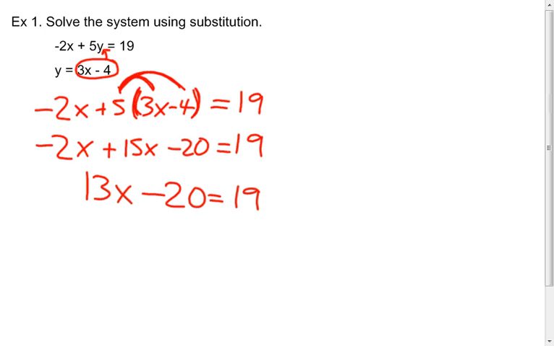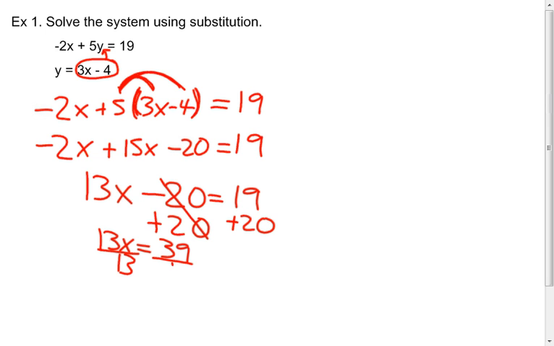In order to get x by itself, I have to get rid of the 13 and the negative 20. I'm going to get rid of the minus 20 first. Add 20 to both sides. Should be getting good at this part by now. Instead of multiplying by 13, I need to divide both sides by 13. And I get x equals 3. That's not my final answer.